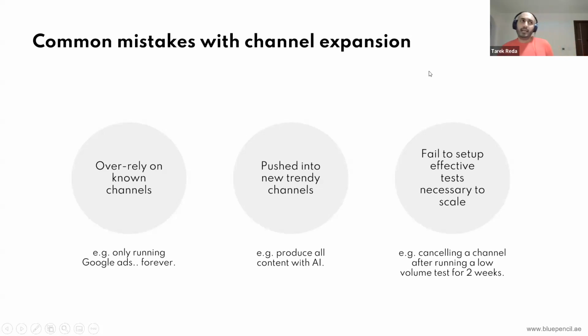And finally, failing to set up effective tests that are necessary to scale. In a lot of cases, what happens is you try out a new acquisition channel, and then basically come to a conclusion or a decision prematurely, right? So you decide to cancel that channel after running, let's say, a very low volume test for, let's say, 2 weeks, and you haven't reached significant data to come to a conclusion. That's one of the biggest mistakes when doing channel expansion: not running experiments properly.